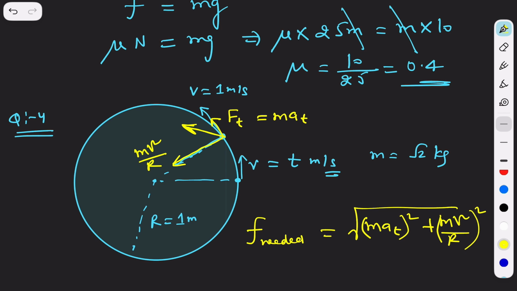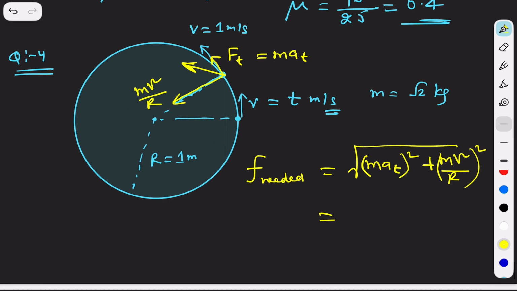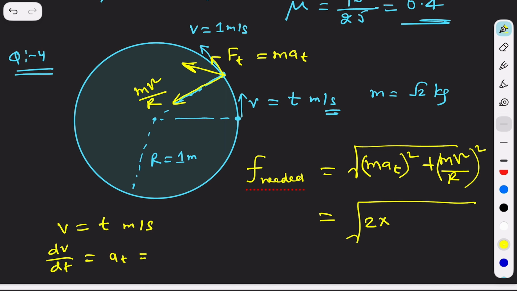Let me put the values now. m is equal to root 2, so square of this will be 2. And a_t, how do we get it? If you see, v is equal to t meter per second, so dv by dt will be the tangential acceleration. Here we are just differentiating the magnitude, we are not talking about the direction. So dv by dt is equal to 1 meter per second square.